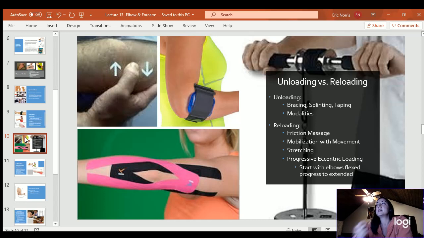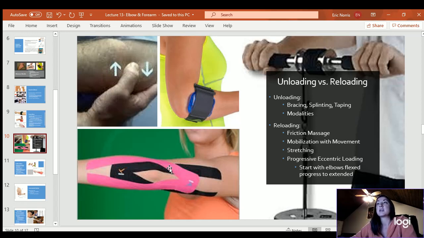Okay, so unloading versus reloading the tendon. This is just a general slide, and it will go with several of the different conditions. Unloading is taking the stress off. So some of the things that unload are the brace we talked about, taping techniques you can use to unload a tendon or an area, splinting, and then modalities can also unload an area, take the pressure off an area by decreasing inflammation.